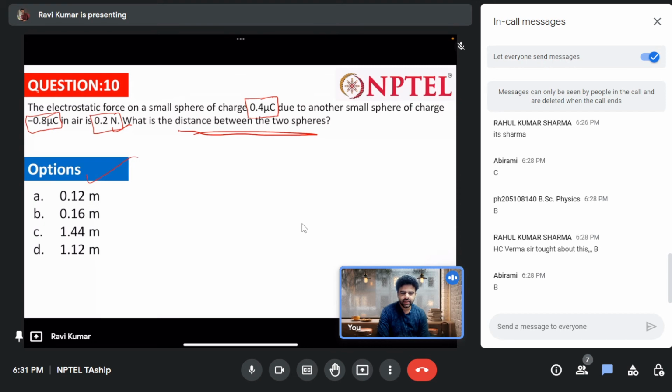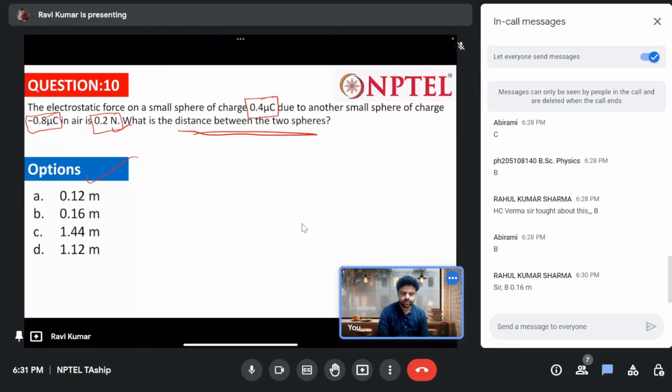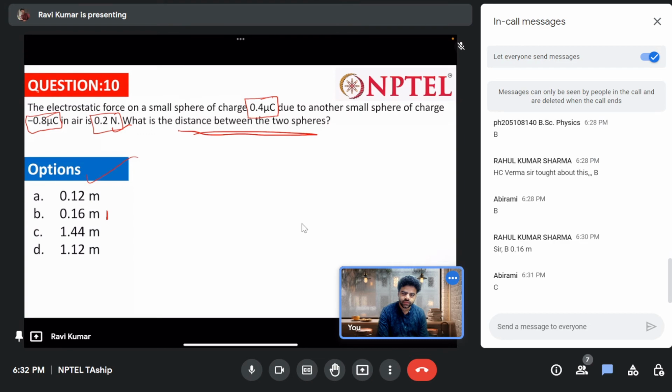If you need any hint, let me know. If you need any formula, just tell me. Rahul Kumar Sharma is saying B, 0.16 meter. Okay. So one student saying this one. For your kind information, Rahul, you can recheck your calculation. Abhiram is saying C.